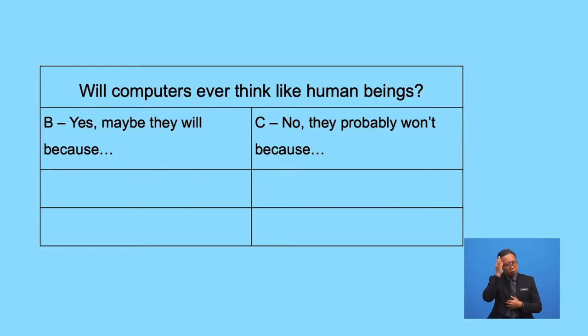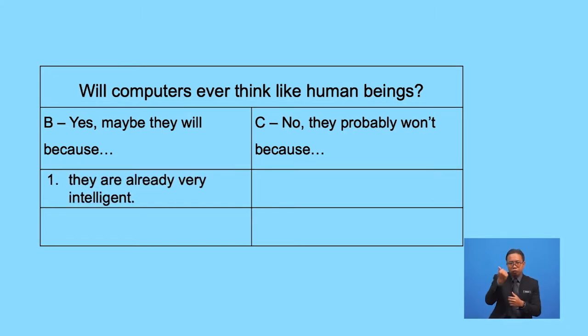I think yes, they will. Why? First, because they are already very intelligent. Letting computers run things for us can improve our lives. Well, we already do that every time we touch the screen on a smartphone to call someone or press the button to automatically heat something up in a microwave. The computer is a machine that can perform tasks, and some computers are very smart and they could do things better than humans.